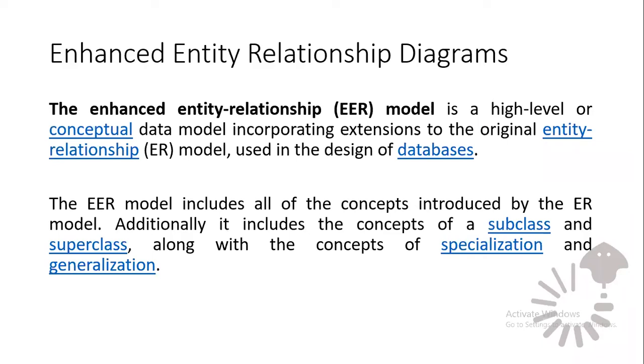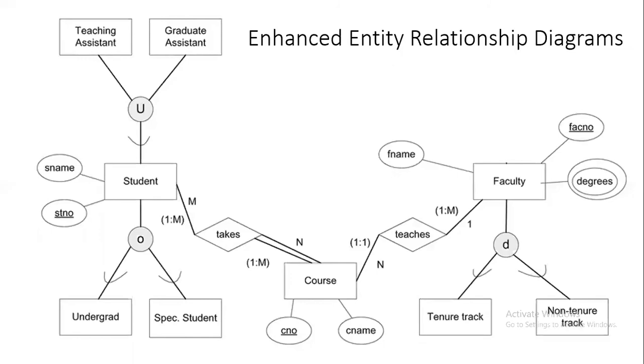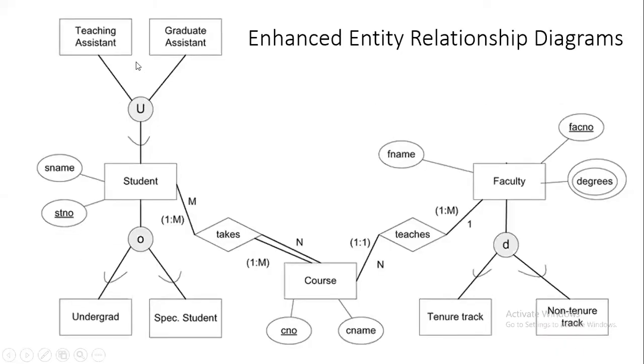Enhanced entity relationship diagram. Entity relationship diagram, mas mataas na level ng ERD. Mas detailed siya. So may mga rules siyang ganyan. Disjoint constraint, overlap constraint, union constraint. Yan ang isang example ng enhanced entity relationship diagram. Following yung disjoint, overlap, union. Pero hindi naman nyo kailangan mag-focus dyan. Professionals na yung gumagamit niyan. And malakihang information system na usually yan if you need really details.